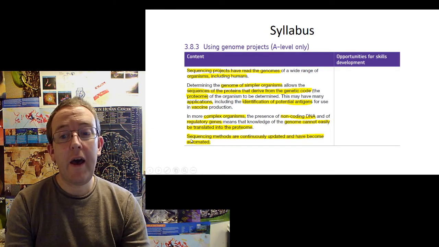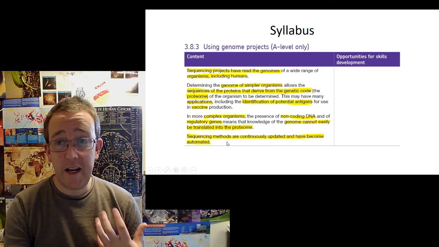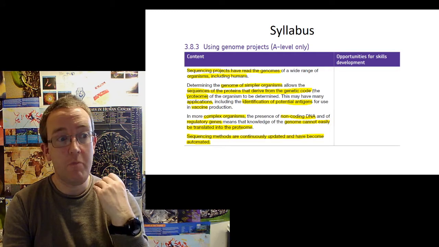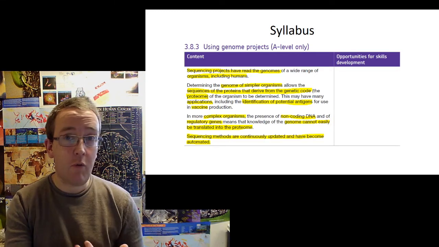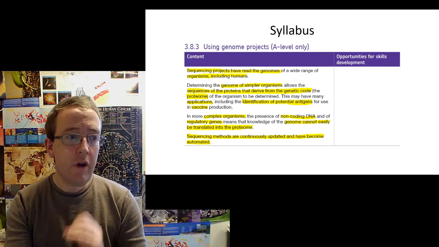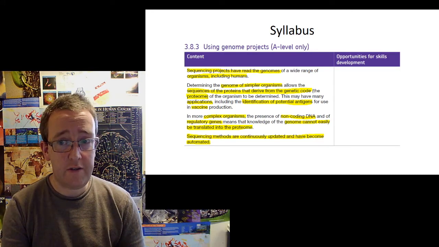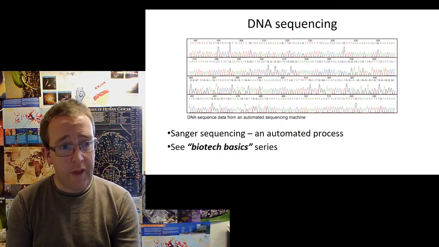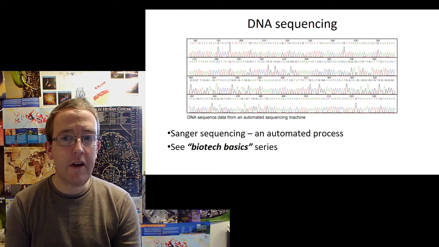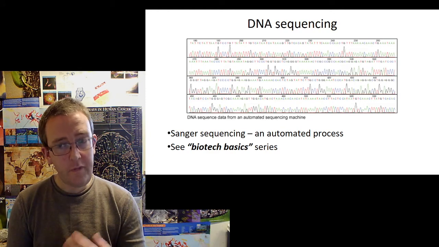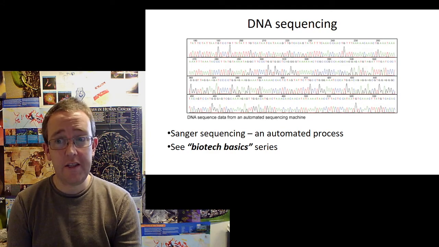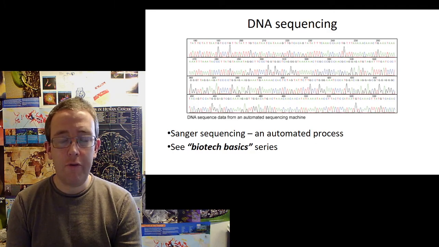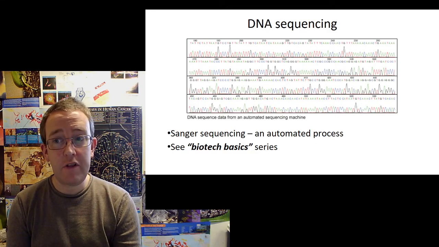The exact mechanisms, the biotech stuff, are continuously updated, constantly getting more efficient, but you don't actually have to know for A-level biology the ins and outs of this. Just on that point, this is the kind of image you get out of what's called a DNA sequencing machine. We call it Sanger sequencing. It's a highly automated process these days, a lot more efficient, quick and easy than it used to be.